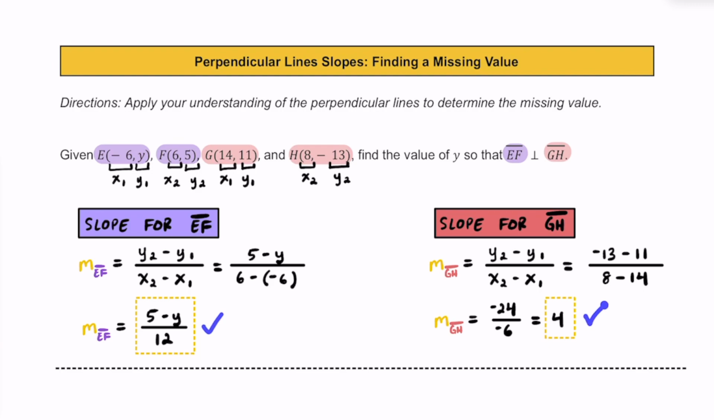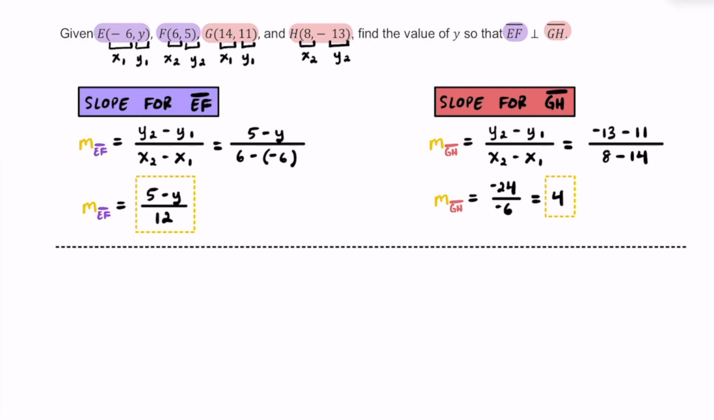So we have an expression for the slope of EF, and then we have the actual slope for line GH. Remember, for these two lines to be perpendicular to each other, their slopes have to be opposite reciprocals. Let's use the slope that we do know to figure out how we can set up an equation to find y. Now we know the slope for line GH has to be 4, and line EF is perpendicular to line GH, so it has to have an opposite reciprocal slope. So the opposite of 4 is -4, and the reciprocal of that is going to be -1 over 4. This right here must be the slope for line EF.